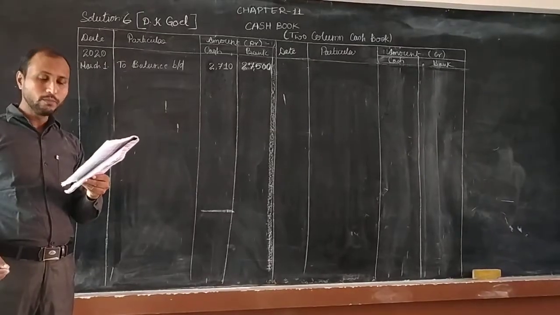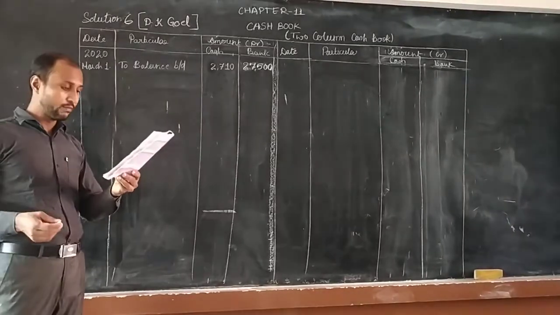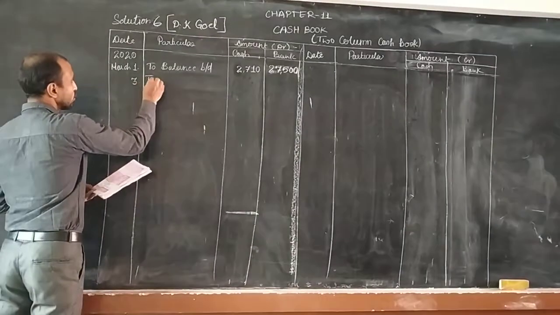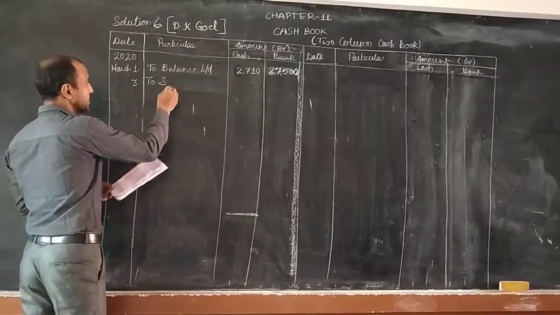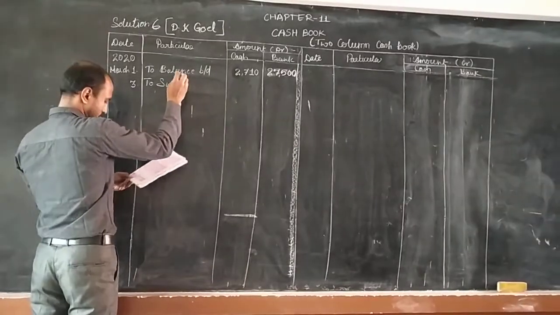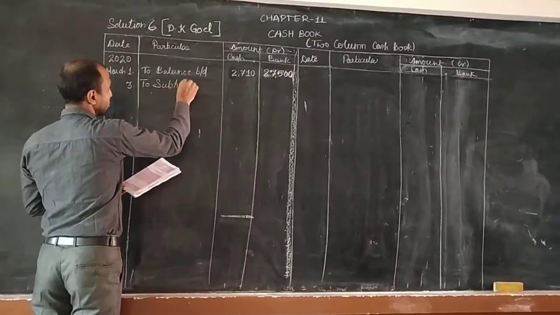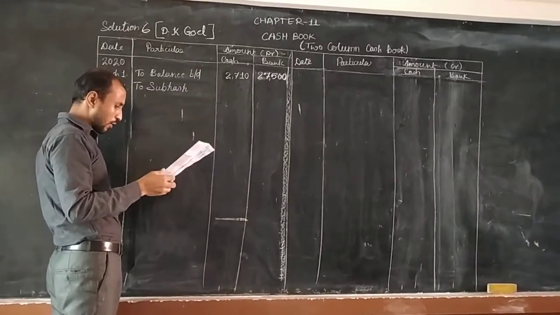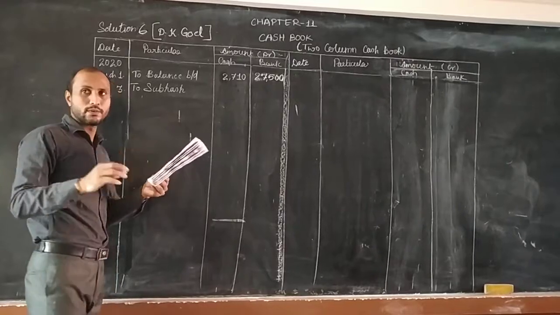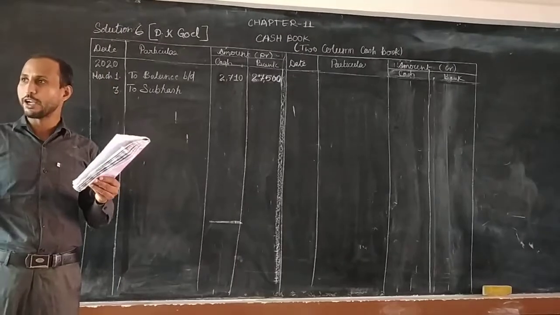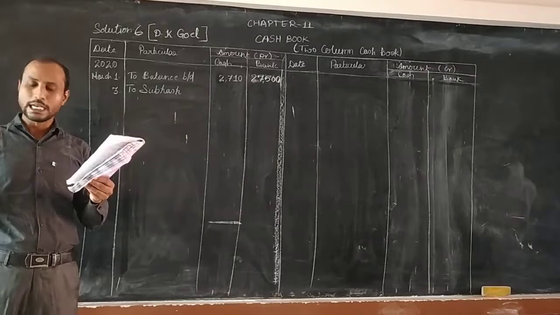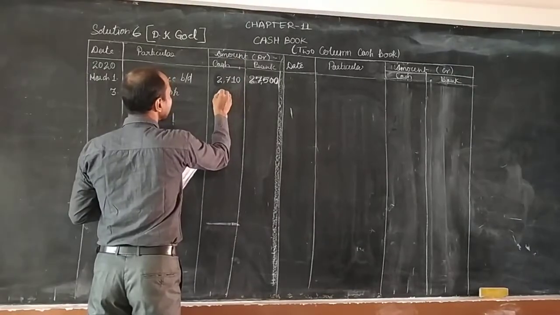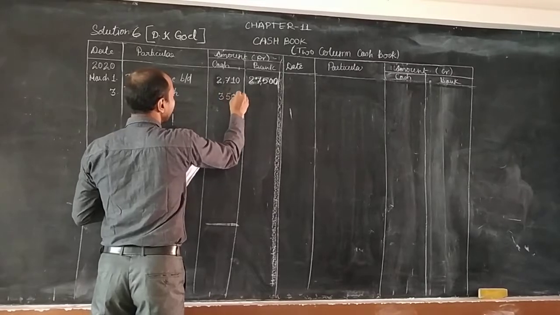Now, received from Subhash. If we are going to receive the amount from Subhash, the date given is 3, and it is To Subhash, S-U-B-H-A-S-H. It is written received from Subhash. It is a cash receipt. Until and unless it is written bank or check, we will consider it a cash receipt. So it is 3,500 that we will write here.